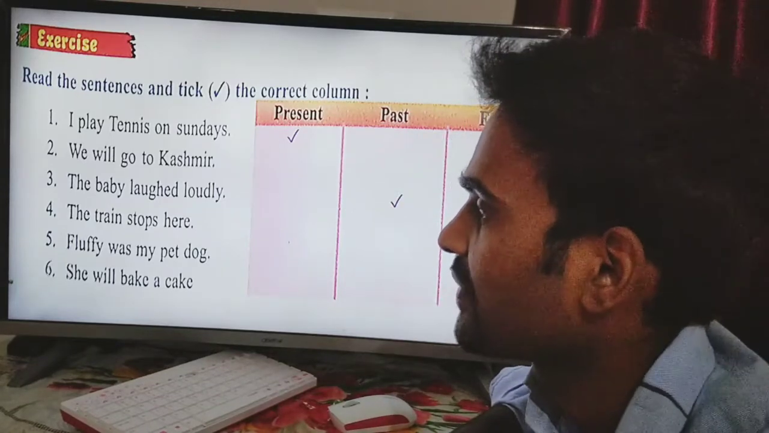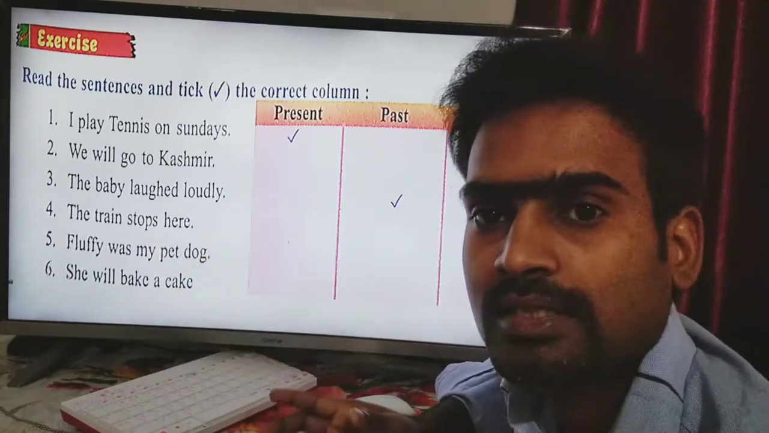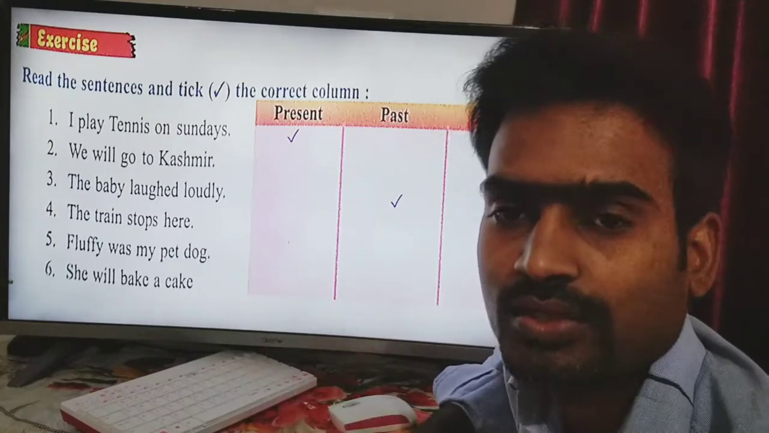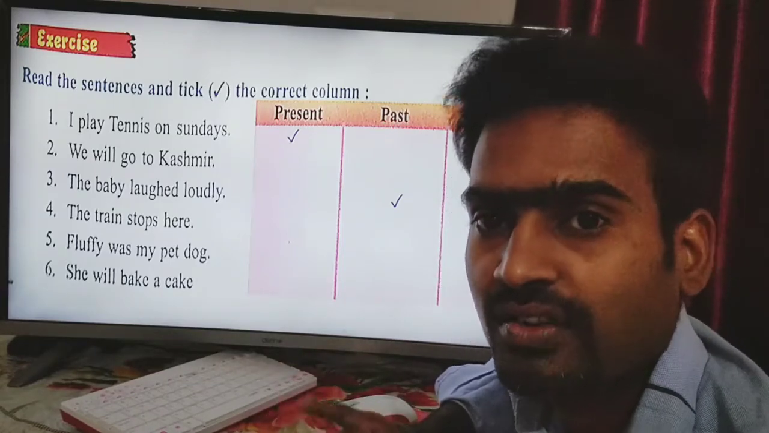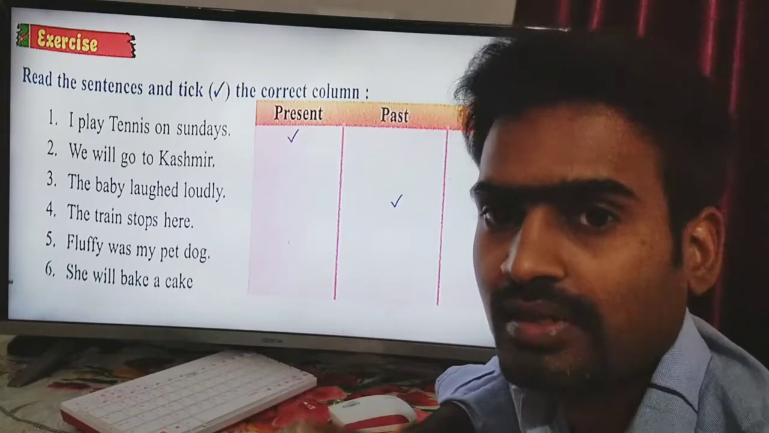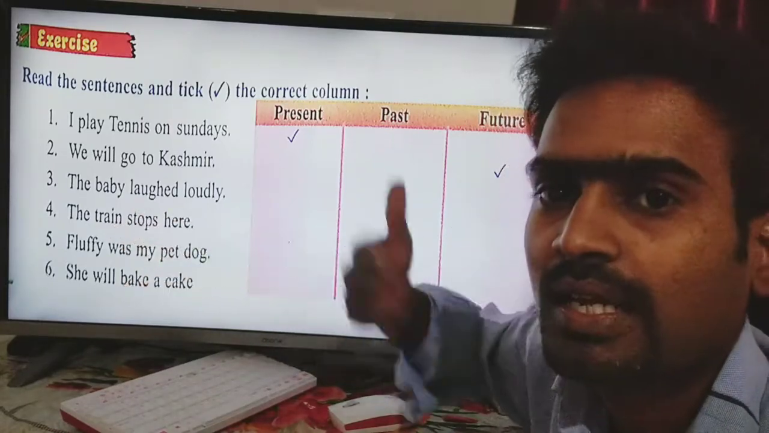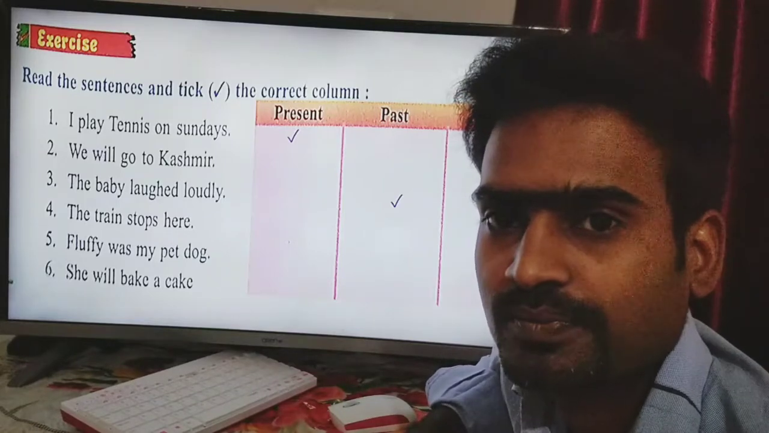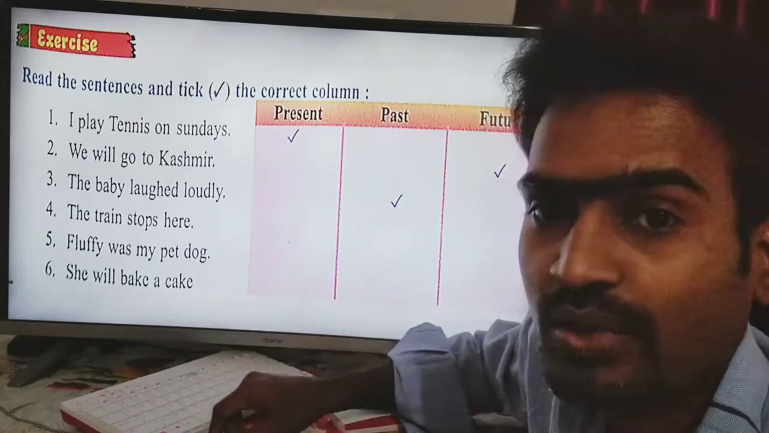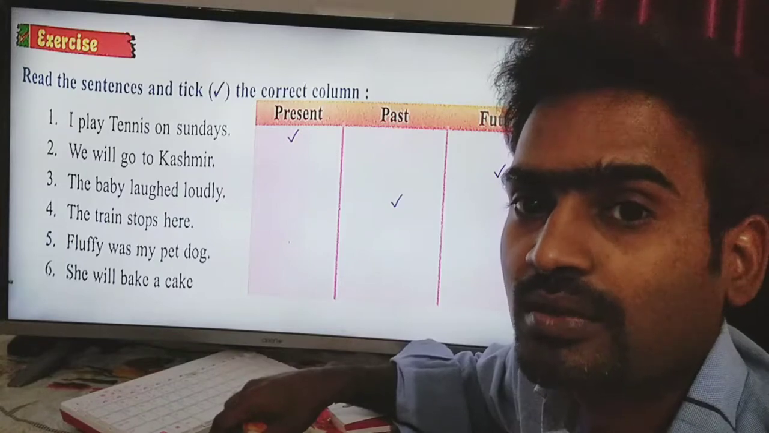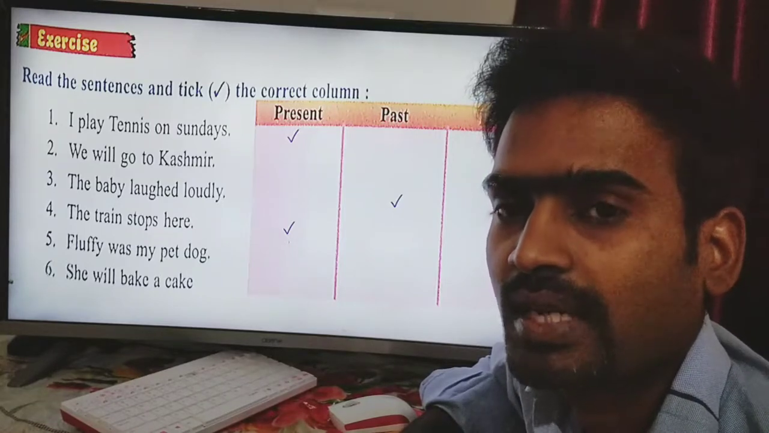And the next one, fourth one, is the train stops here. Dear children, in the next lesson we will learn about the simple present tense rules and regulations. But here, for the train stops here, the third person singular, we have to add s or es to the verb. That's a rule. Maybe the train comes every day and stops at the particular station, so they say the train stops here. So it comes under habitual actions, routine actions. That is a present tense, right?